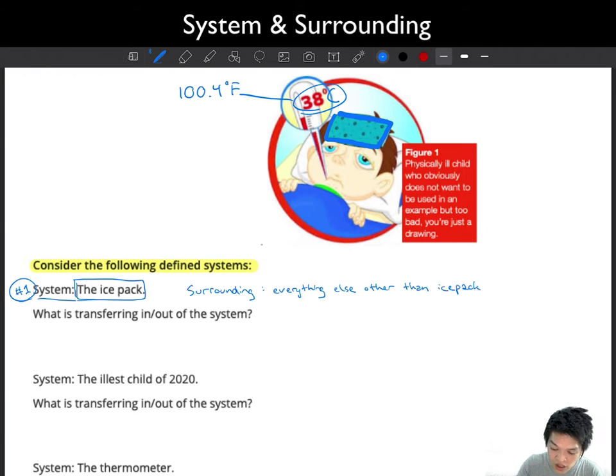Now, there's a question right here that's asking, what is transferring in and out of the system? When you're talking about systems and stuff that transfers in and out, we're talking about energy and matter. Is there any energy transferring in and out? And is there any matter transferring in and out of the system? So again, the system is the ice pack. Since it's on a kid who has a fever, a high temperature, the ice pack is actually getting energy from the kid. It's receiving heat from the kid.